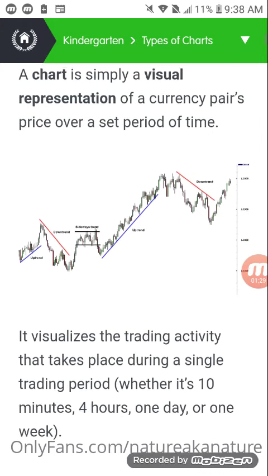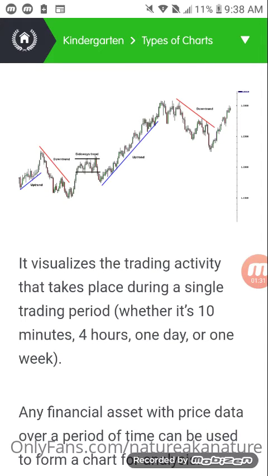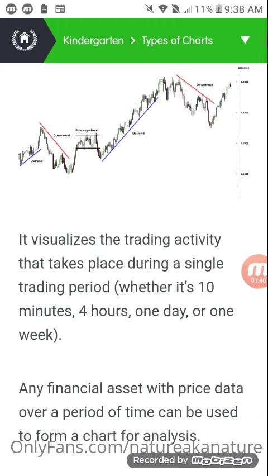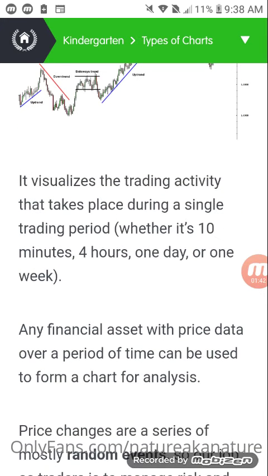period of time. It's the easiest way to read charts. It's just looking at the charts. It visualizes the trading activity that takes place during a single trading period, whether it's 10 minutes, 4 hours, 1 day, or a week. So it visualizes everything that takes place as far as trading activity, whether it's a 10 minute, a 4 hour, a 1 day, a 1 minute, or a 1 week.